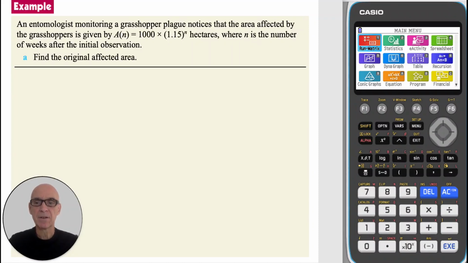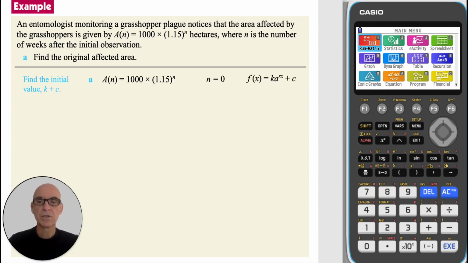In part A of this question, we're asked to find the original affected area, which is the initial observation when the number of weeks n is equal to 0. Replacing n with 0 and simplifying gives A is equal to 1,000. We could have also used the formula k plus c, since k is equal to 1,000 and c is equal to 0.